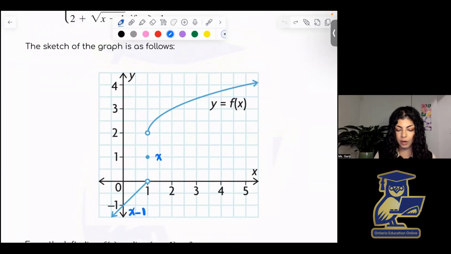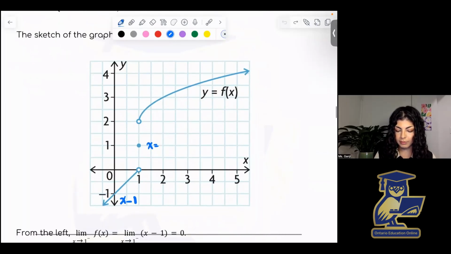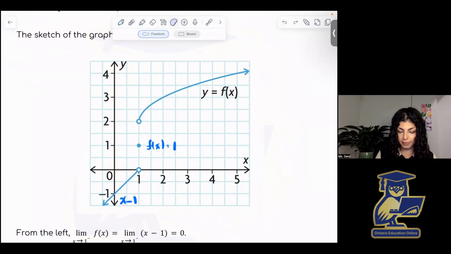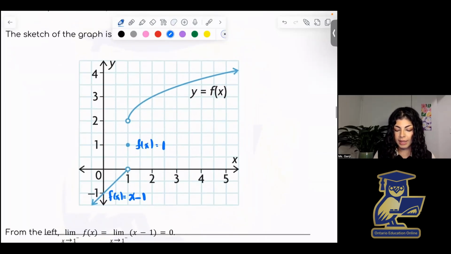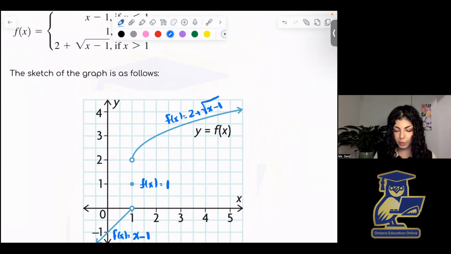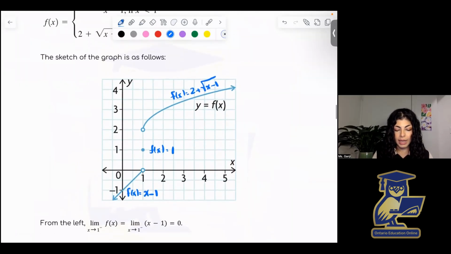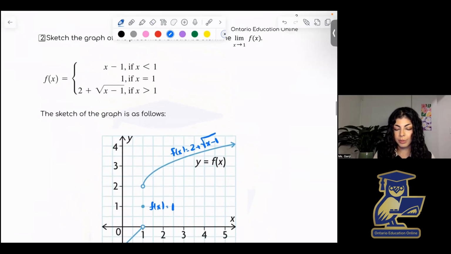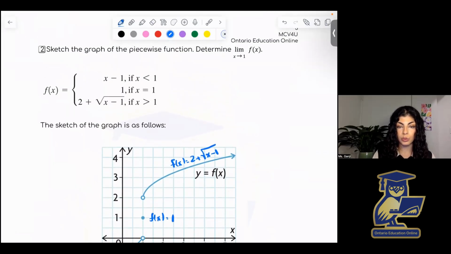X is equal to 1, or our point. Actually, I should write f of x here is just 1, because this one is also... f of x is equal to x minus 1. And then finally, in this part, we have the part where f of x is equal to 2 plus square root of x minus 1. And here we can try to determine the limit as x approaches 1.